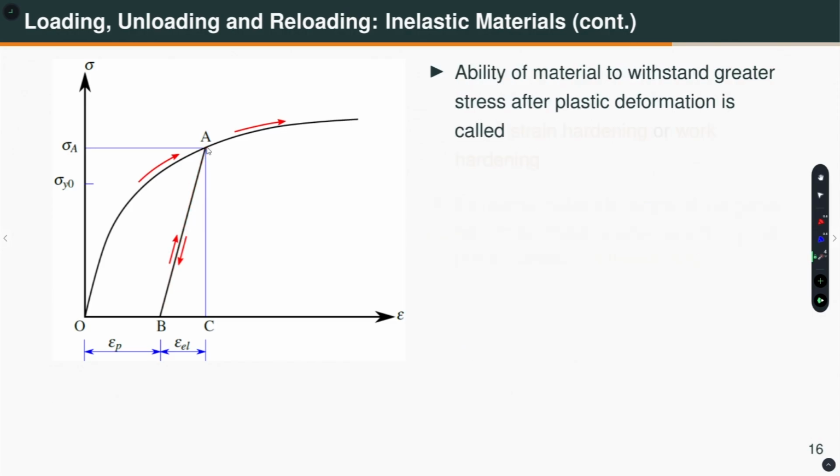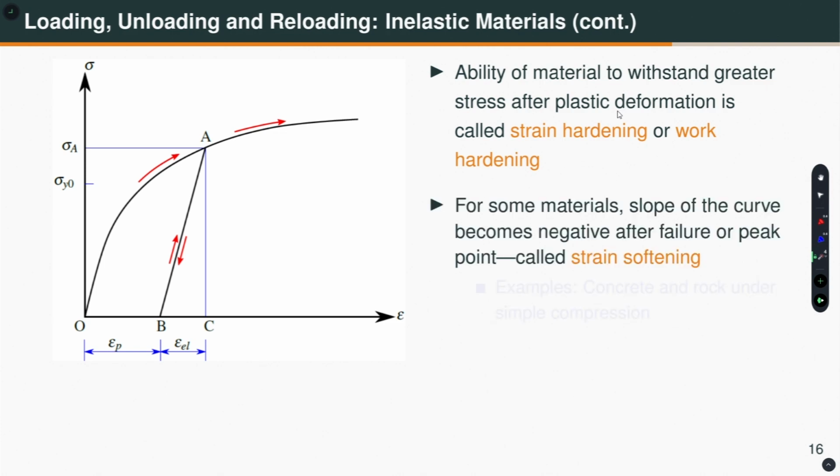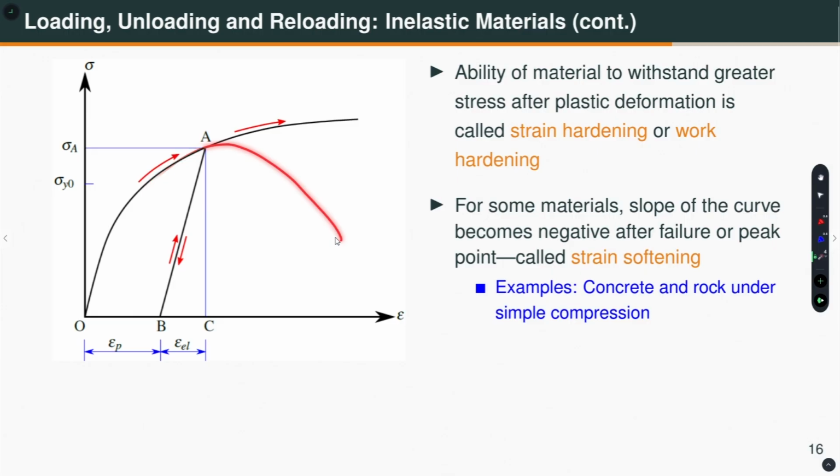This ability of the material to withstand greater stress after plastic deformation is called strain hardening or work hardening. For some materials, the slope of the curve becomes negative after failure. For example, this can go like that. Then we call that strain softening, and for example, concrete or rock under simple compression shows this kind of strain softening response. But for metals, we see the strain hardening.